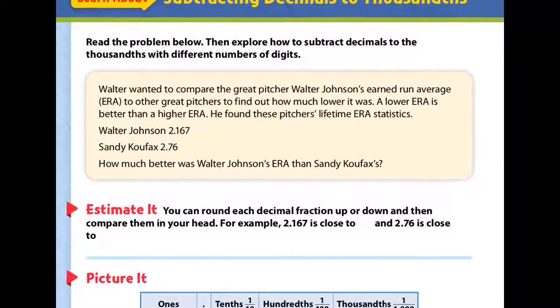First, we're going to read this problem at the top. It says, Walter wanted to compare the great pitcher, Walter Johnson's earned run average, his ERA, to other great pitchers to find out how much lower it was. A lower ERA is better than a higher ERA. He found these pitchers' lifetime ERA statistics. So Walter Johnson had a 2.167 and Sandy Koufax had a 2.76. How much better was Walter Johnson's ERA than Sandy Koufax's?